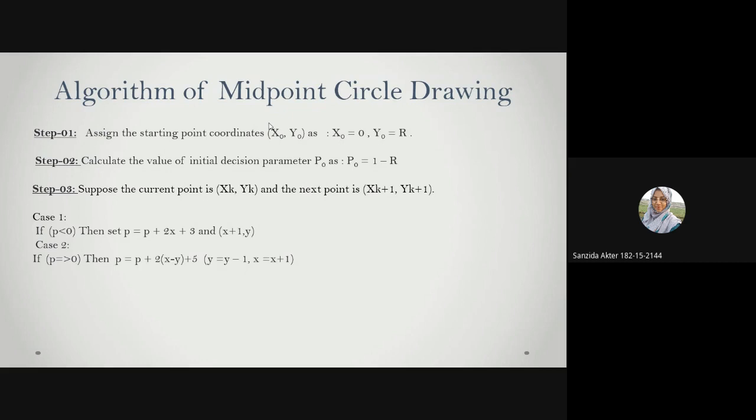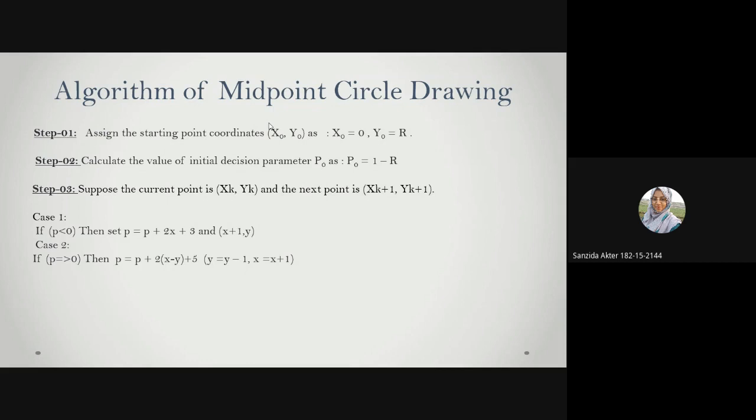In step number one, first of all, we have to assign the starting point, that is x naught, and the radius point, that is y naught. In step number two, we have to calculate the value of the initial decision parameter p naught. Here p naught equals 1 minus r. In step number 3, suppose the current point is xk, yk, and the next point is xk plus 1, yk plus 1. There are two cases.